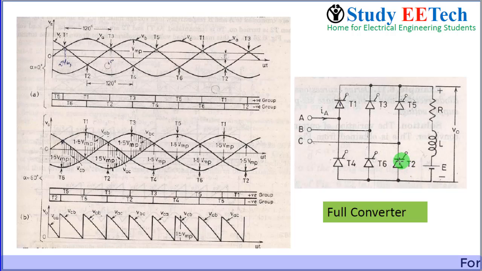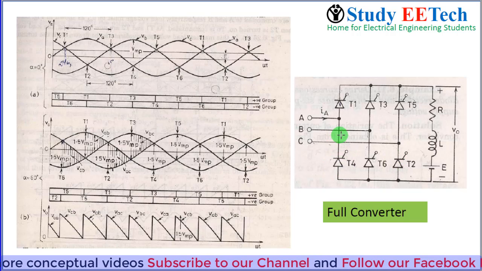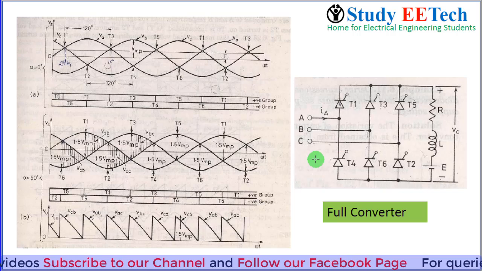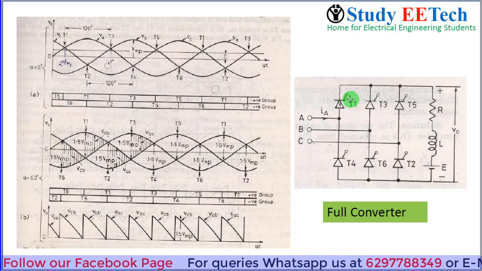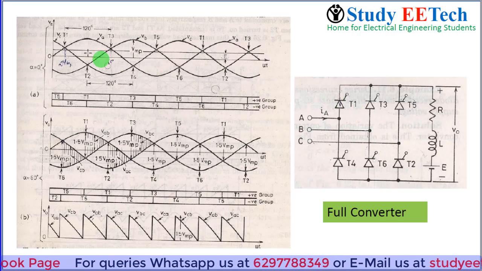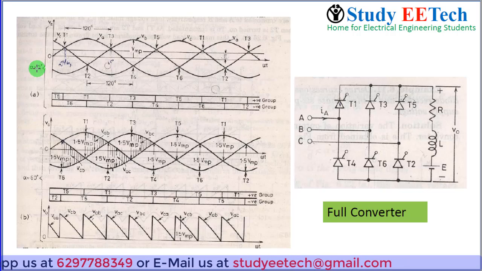And in the previous video we have seen that in case of common cathode configuration, the thyristor which has the highest potential at its anode will be forward biased, and in case of common anode configuration, the thyristor or the diode which has the least potential at its cathode will be forward biased. A thyristor with 0 degree firing angle is equivalent to a diode. So we can say T1 will be forward biased here if the firing angle is 0.